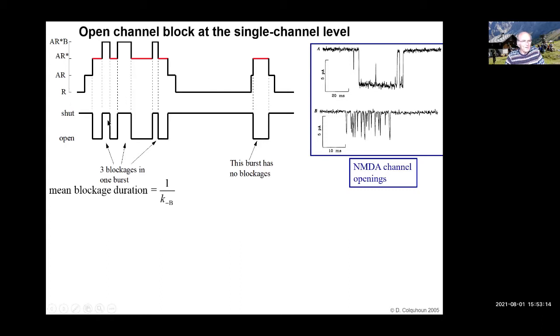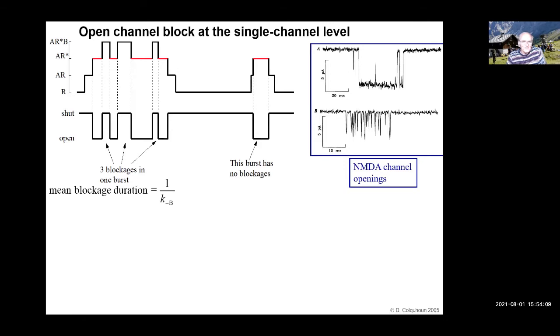So that's what's happening at the single molecule level, but of course you can't see the transitions among these two shut states. All you see is when it opens, which is there, the opening is shown as a downward deflection. And we see the three blockages as interruptions between the openings. There's also another possibility, of course, that the channel is occupied here, it opens there, but it shuts again before it ever gets blocked. So that produces a burst of openings that has no blockages in it.